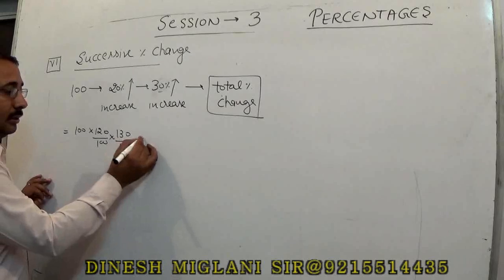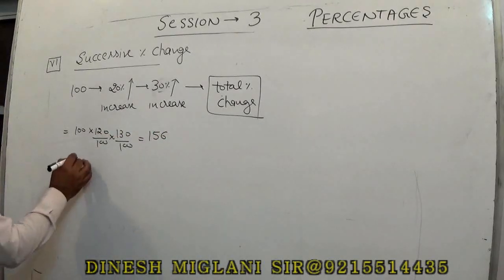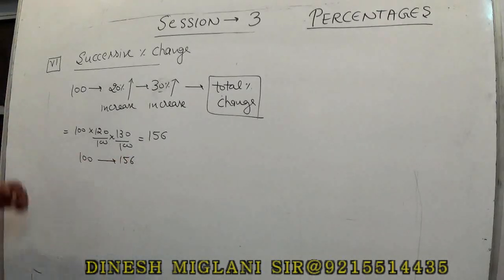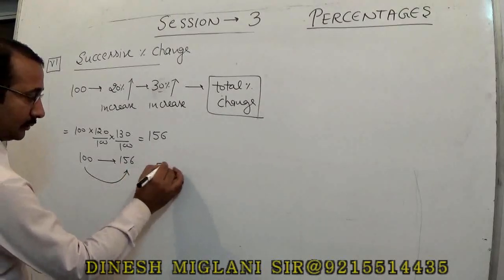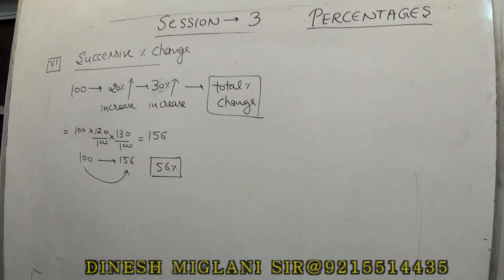When you solve it, you find it as 156. Means earlier your number was 100 and now it becomes 156. What is the overall percentage change? 56%. So your answer becomes equal to 56%. I think you got the idea?